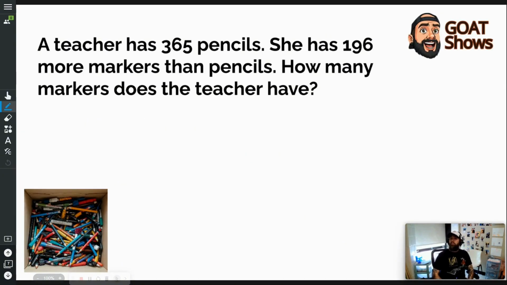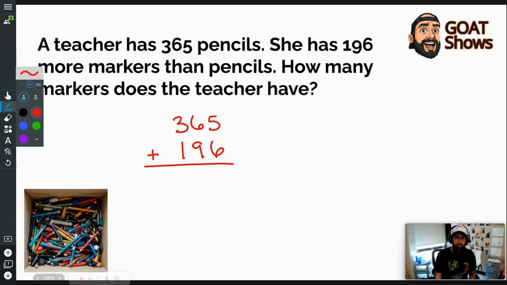A teacher has 365 pencils. She has 196 more markers than pencils. How many markers does the teacher have? So we know how many pencils there are, and there's 196 more than that. You're going to add here. So 365 pencils. There's 196 more markers, so we add these two numbers up.